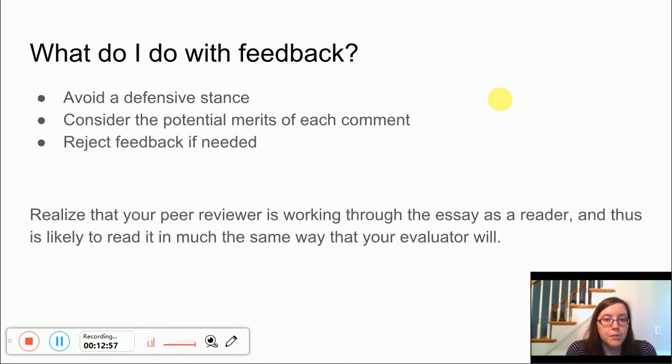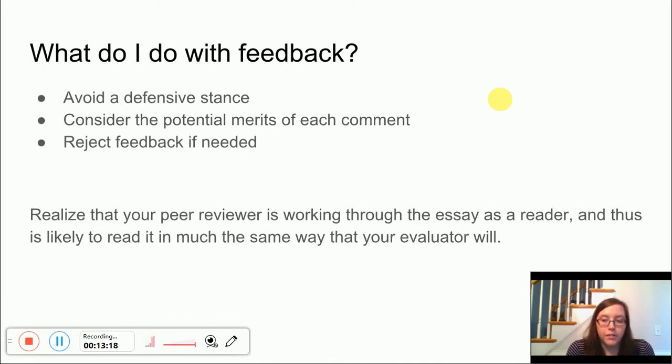Consider the potential merits of each comment. So there are going to be comments that you don't agree with, right? That you're not sure about. Don't immediately reject them. Just consider them. Okay, what is the reader feeling when they read this? Or what are they saying or thinking? If the comment seems thoughtful, at least consider its potential merit.